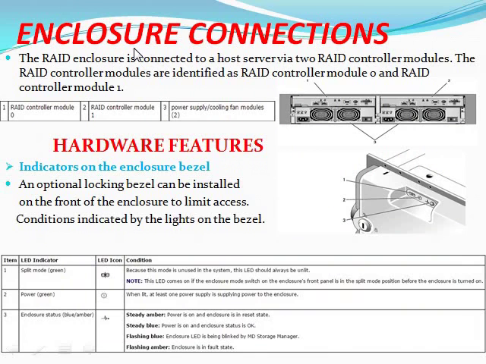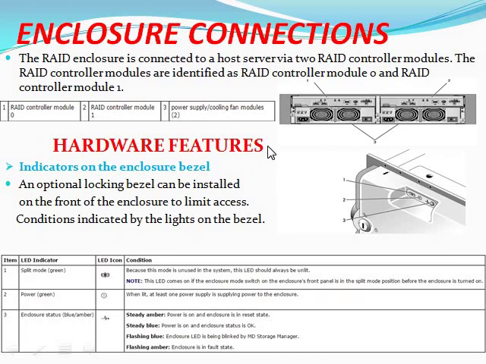Now come to the enclosure connection. In the back side of the enclosure, we get the RAID controller and the power supply and cooling fan module. The RAID enclosure is connected to a host server via two RAID controller modules. The RAID controller modules are identified as RAID controller 0 and RAID controller 1, where I already indicated RAID controller 0 and RAID controller 1, and we have both the cooling fan and power supply.